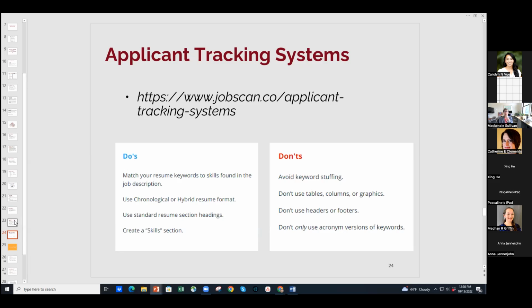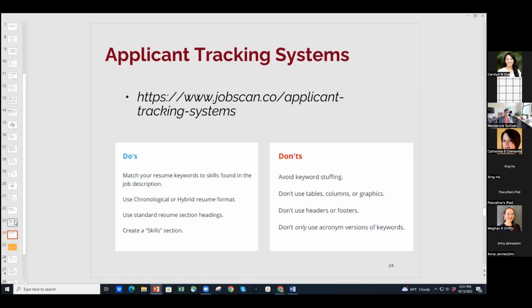your resume better in an applicant tracking system that might look different than if it's being screened by a human being. This doesn't apply to everybody. For those of you who are applying to jobs outside of these large companies that aren't using these systems, I wouldn't spend too much time worrying about it, but they are getting increasingly used. So some of the things are the same, right? Matching keywords, using this chronological format, sometimes a hybrid format, using the standard section headings, creating a skills section.